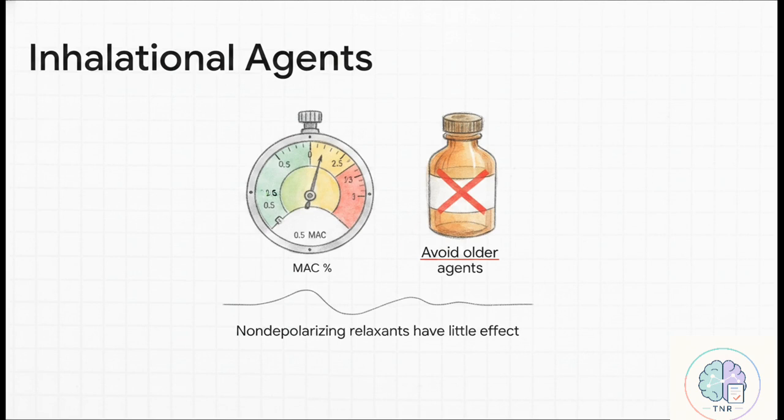If you have to use inhalational agents, keep in mind that all volatile anesthetics produce dose-dependent reductions in SSEP peak amplitude, and they actually increase peak latency. Throwing nitrous oxide into the mix increases that sensitivity even more. So you absolutely must keep the dosage under 1 MAC. Ideally, you want it under 0.5 MAC, and definitely avoid older agents like halothane completely. But on a reassuring note, your non-depolarizing muscle relaxants have very little effect on evoked potentials.